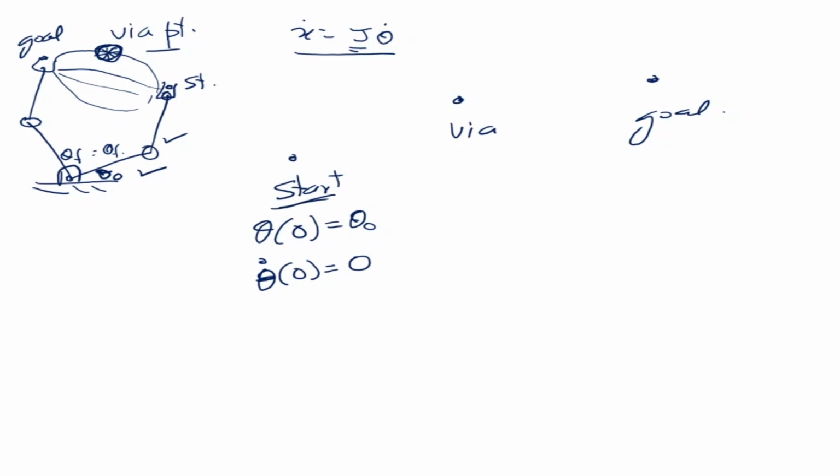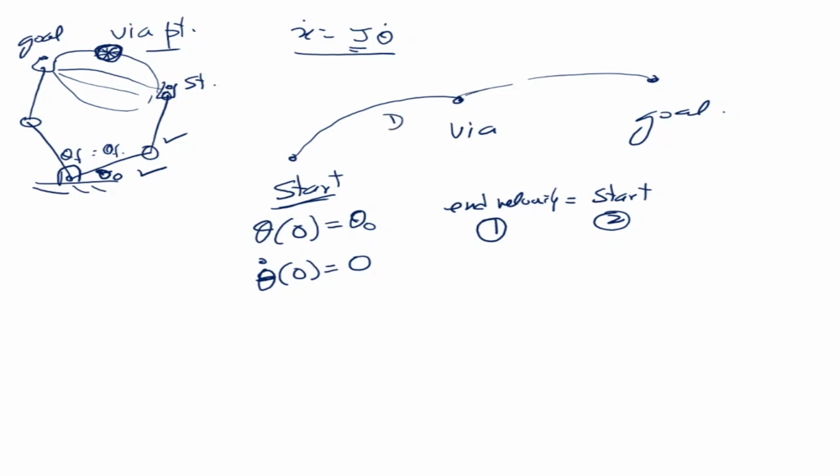But at the via point, what we can do is fix one polynomial like this, and another polynomial like this. Okay, so the end velocity here will become equal to the start of the next one. So end of 1 will become start of 2. End of 1 will become start of 2. It won't be like this, but it should be continuous. Okay, so this is my via point.